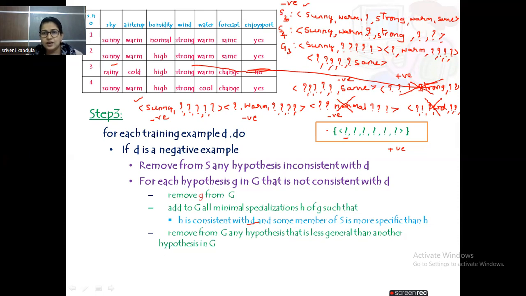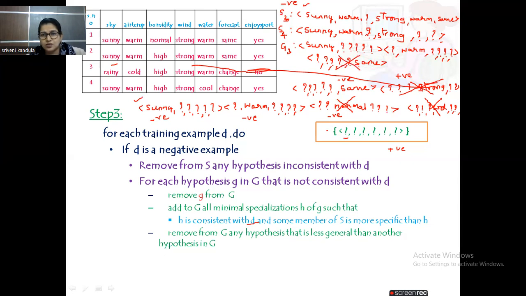So now let us check whether this is consistent with my general boundary too. If I check with the general boundary, I should remove from the general boundary any hypothesis which is inconsistent with this specific hypothesis. What is inconsistent? This one is inconsistent. Here I have a more general value, question mark, but here I have same. So I should remove this.